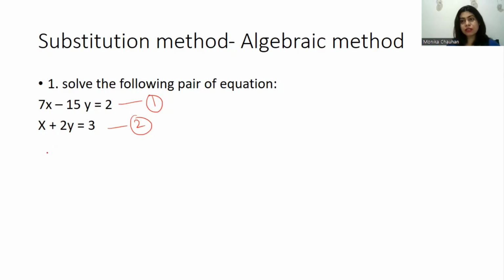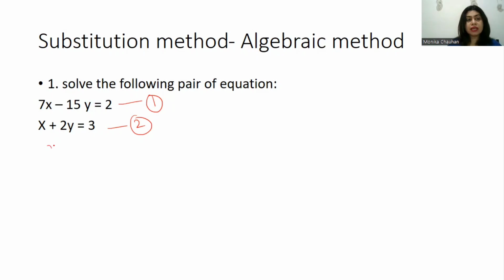You can take any equation, it's your choice, but you also need to make sure that the simplification of the calculations you do is easy. You should not pick some heavy equations. The answer is the same, but your choice of the equation also matters because it helps you simplify easily. Now let me select equation number 2. After you select your step 1, equation 2, now you will write one variable in terms of the other.